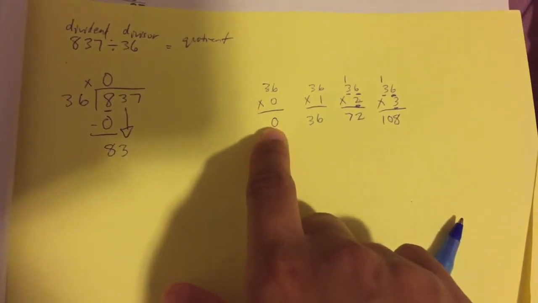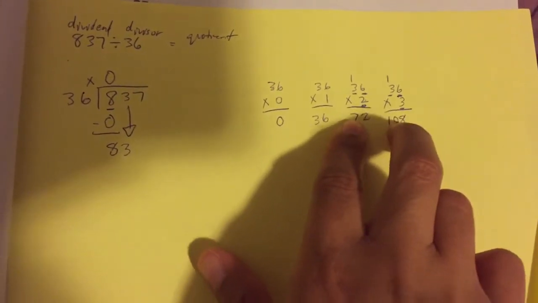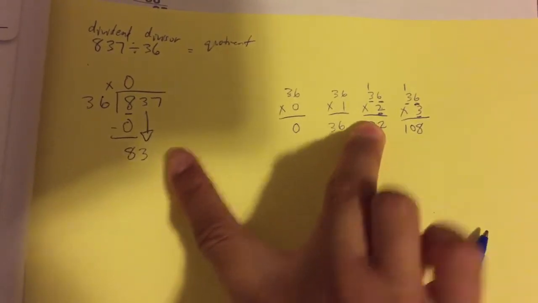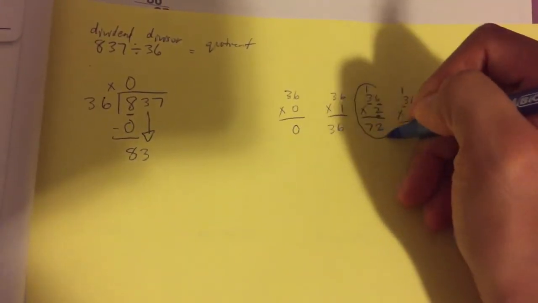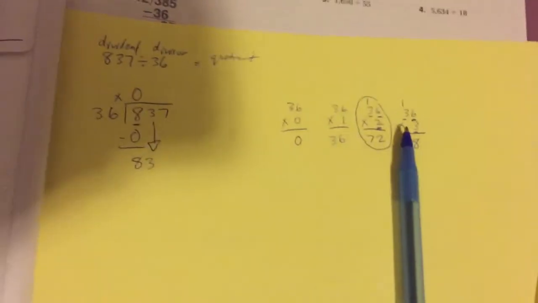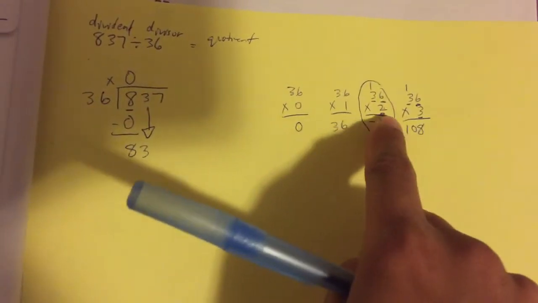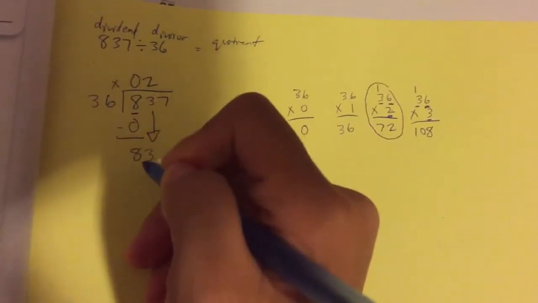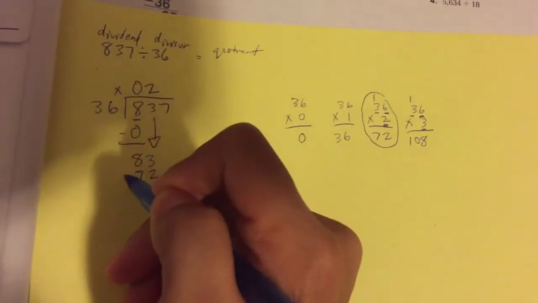And our answer so far is 0. That's too little. 36 is still kind of small. 72 is getting closer, and 108 is too much. So the one that gets closest to 83 without going over is 72, because this one goes over, and that's still too little. So we're going to use the math fact 36 times 2 equals 72. And the way that that's going to work out is 36 times what number? 36 times 2 is close to or equal to 83 is 72, which is the closest we could get to 83 without going over or being too little.